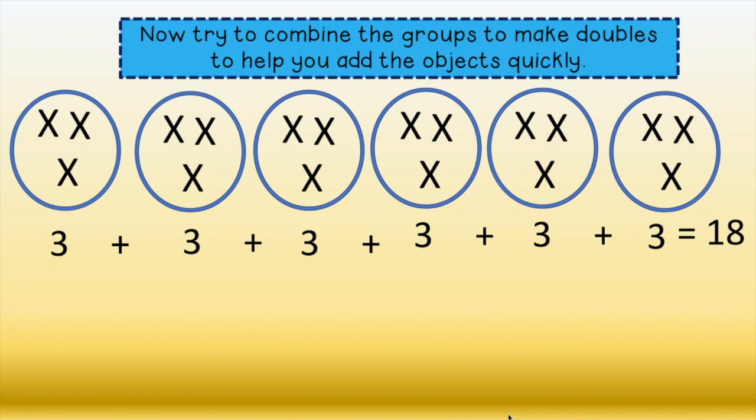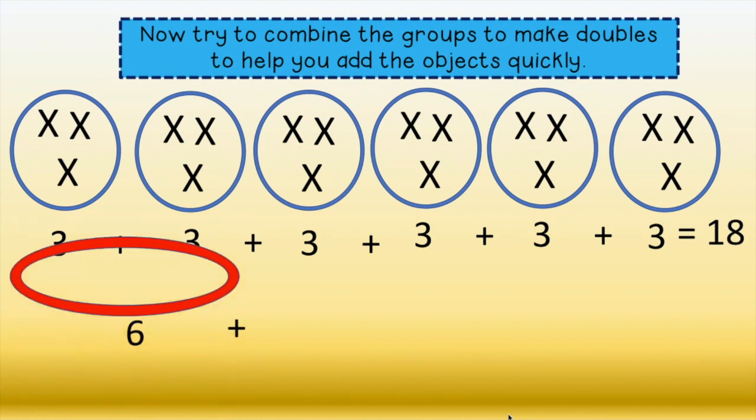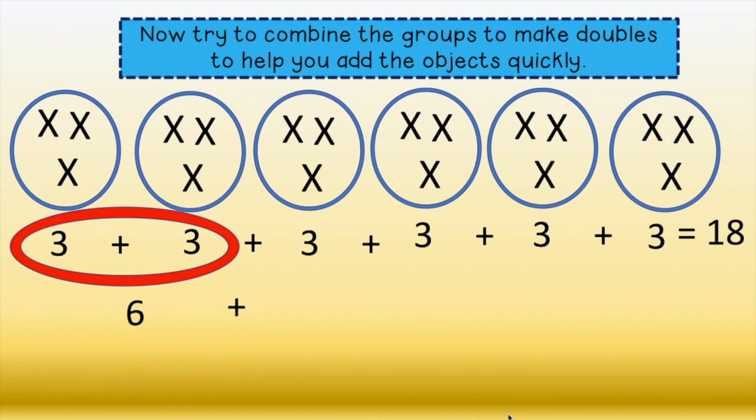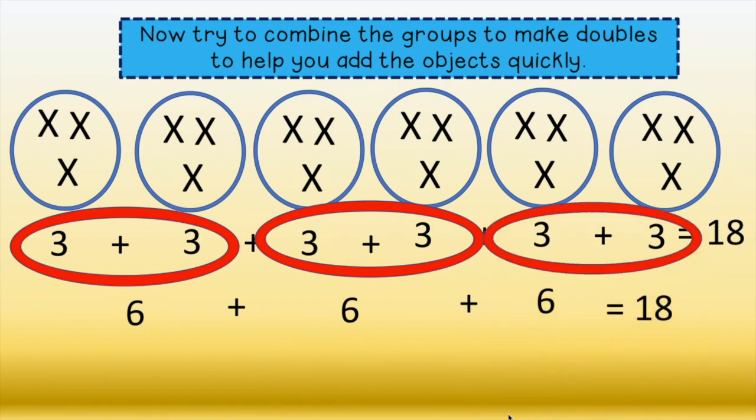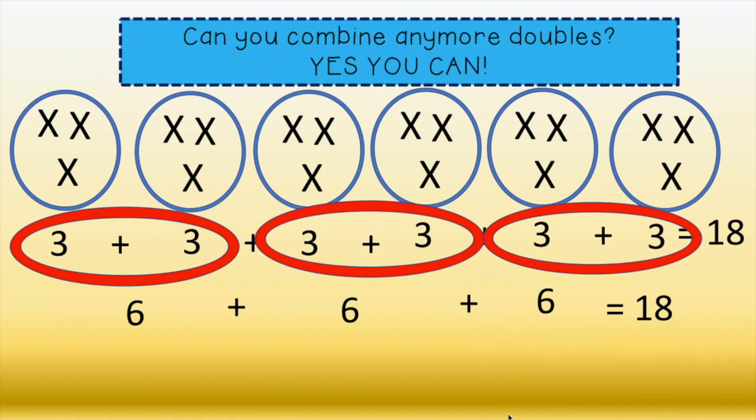Okay, so we're trying to combine doubles. So I see a double right here, which is 6. 3 plus 3 is 6. Another double right here. And another double right here. Which is 6 plus 6 plus 6, which equals 18. Now, we just combine our doubles, but look at 6 plus 6 plus 6. Can you combine any more doubles here? And the answer to that is yes, you can.